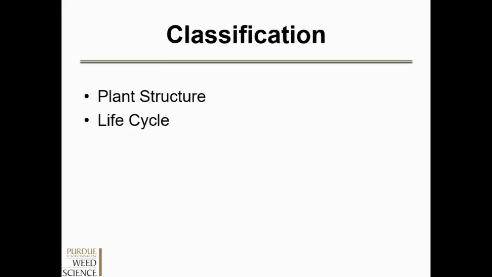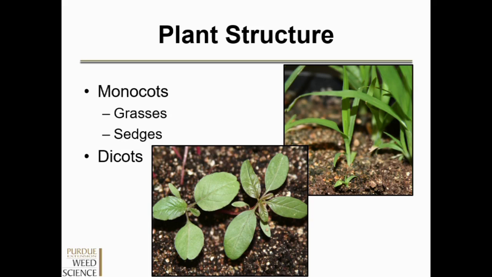So to start, we're just going to classify a few things about these plants. The first one's plant structure. Life cycle is the other thing that we think about when we're dealing with identifying and managing weeds. So first, start with plant structure.